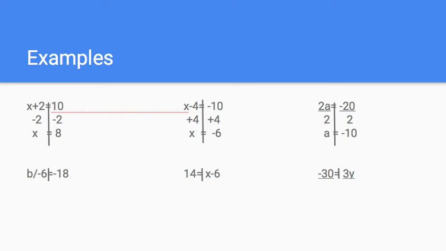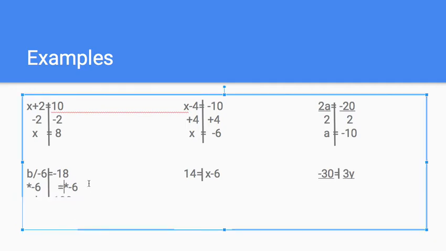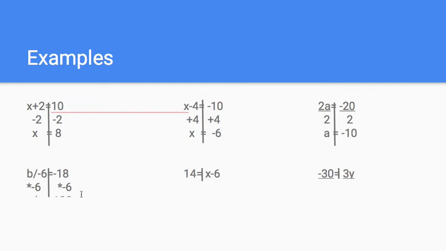b divided by negative 6 is equal to negative 18. So the opposite of division is multiplication. So I'm going to multiply by negative 6. And you notice I use the same operation and the same number. So it was negative 6, and I used negative 6 on both sides. So again, divided by negative 6 times negative 6 leaves me with b. Negative 18 times negative 6 is positive 108.